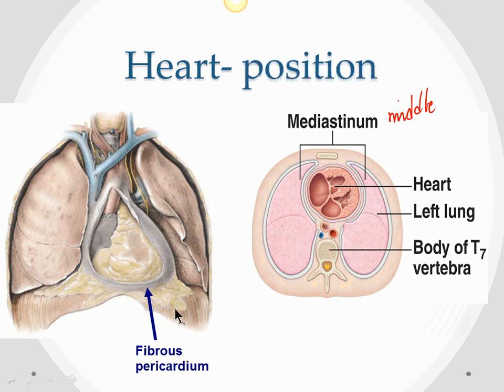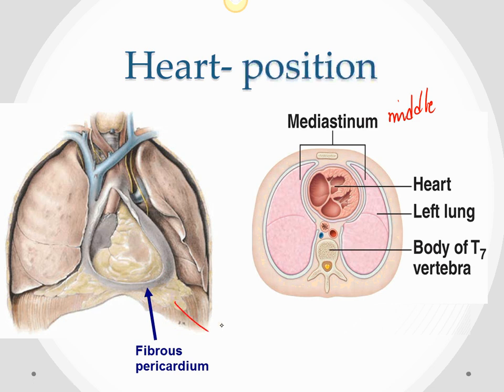Now here in this image, you can see what the heart is surrounded by, and you did this in ANP1. All of the organs in the thoracic and abdominal cavity are surrounded by serous cavities. Now the heart has an extra kind of membrane which surrounds it. This is a very thick fibrous tissue sort of bag which surrounds the heart, known as the fibrous pericardium. And this fibrous bag, as you can see below, is attached to the diaphragm.